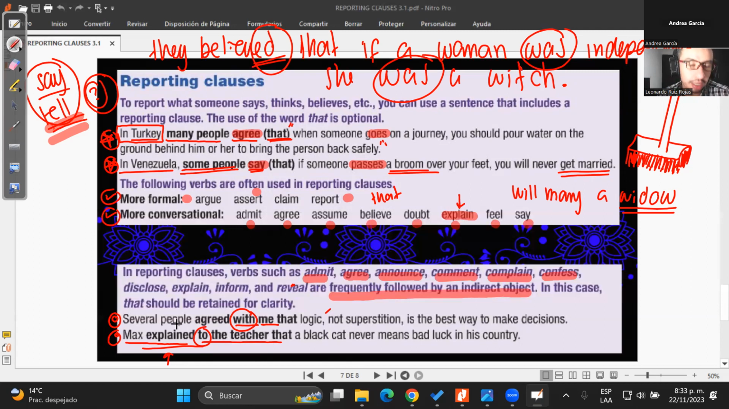I can use any of these in the past. For example, actually here, several people agreed with me that logic is best. It's also in past because it was a specific situation. But for example, we could say, let's say, Andre, something that environmental engineers believe about global warming. Are we going to save the planet or not? What do the environmental engineers believe? Are they optimistic or pessimistic about it?